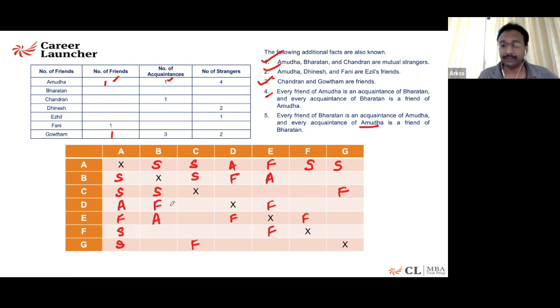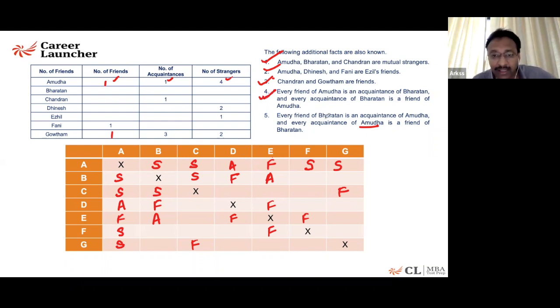This is interesting. Now we got what else? So these four strangers we got. This is done. What else is left out? Okay, there is no more acquaintance. So look at this 4 and 5 again. Every friend of Amuda is an acquaintance of Bharatan. That's done. And every acquaintance of Bharatan is a friend of Amuda. This is also completely done.